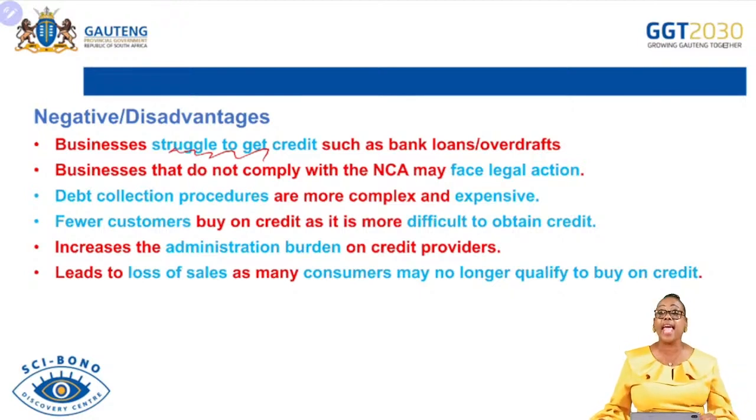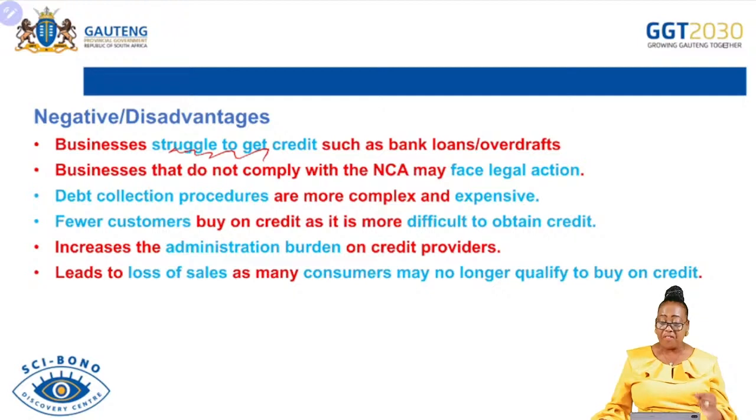So for that reason, the government from the macro environment came with this National Credit Act, and it has got a lot of disadvantages to tighten up this credit marketing. So there's going to be a struggle for businesses because they're now going to be searched. So not every individual or business is going to be granted credit easily.